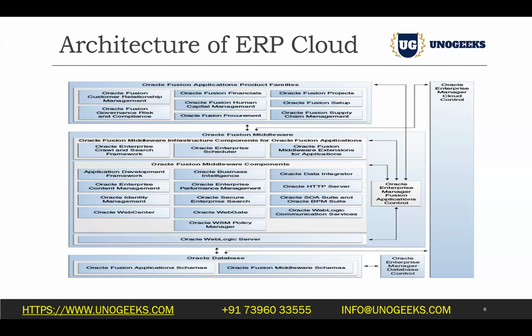So it means Fusion is very less customizable. Customizations are less in Oracle Fusion as compared to Oracle EBS. In Oracle EBS, you can't say no to any requirement, but in Oracle Fusion, you can say no to some of the requirements. Because in Oracle EBS, you can use shell scripting, you can do a number of things in EBS, right?